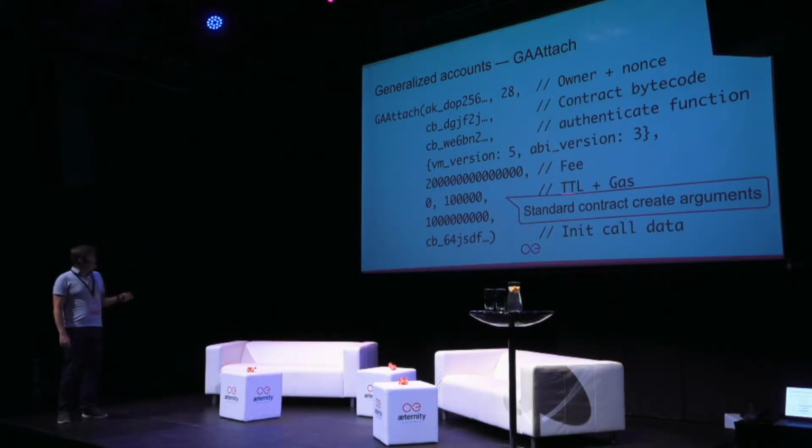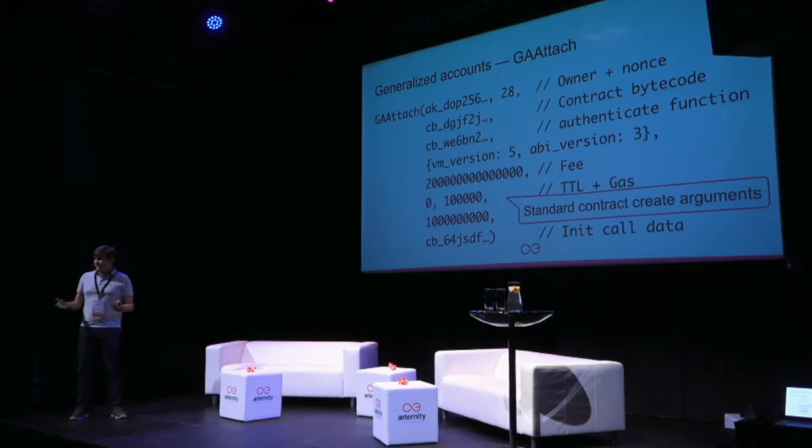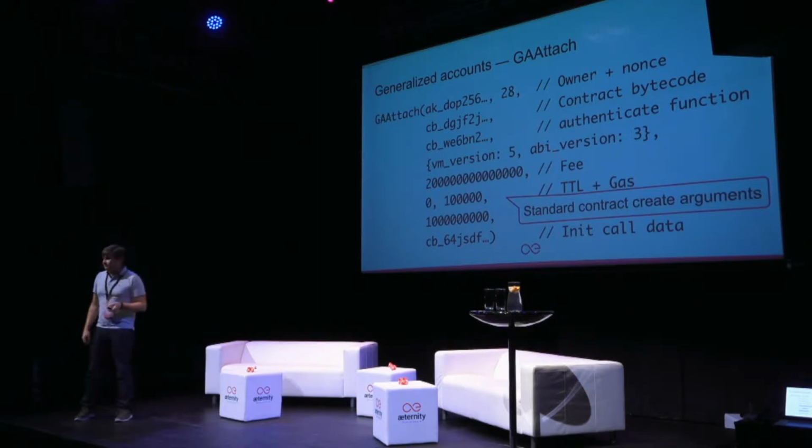You have to say which version of the VM and the ABI you want to use. You have to give it some fee, some TTL perhaps, a bit of gas, the gas price, and the call data for the initialize function. So this will just create the contract, initialize it, and then attach it to my account. And I have a generalized account.